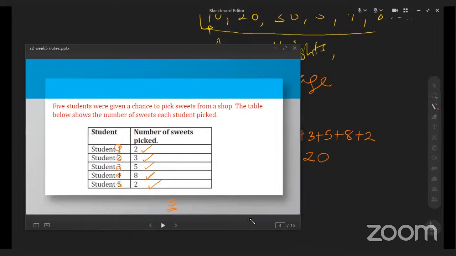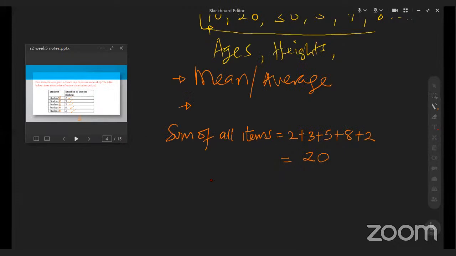So for you to get the mean, whereby you're going to find out how many every person will be able to get equally. So the number of items we've counted, they are 5. So our mean or average will be the sum of items, which is 20, divided by the number of items, which is 5. The answer here will be equal to 4 sweets. Okay? 4 sweets. Now, what does this mean?